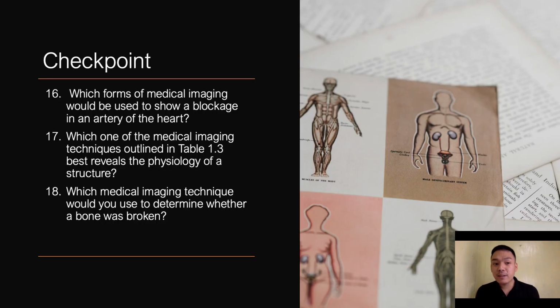As we end, we have the following checkpoint questions. Which forms of medical imaging would be used to show a blockage in an artery of the heart? Which one of the medical imaging techniques outlined in Table 1.3 best reveals the physiology of a structure? And which medical imaging technique would you use to determine whether a bone was broken?